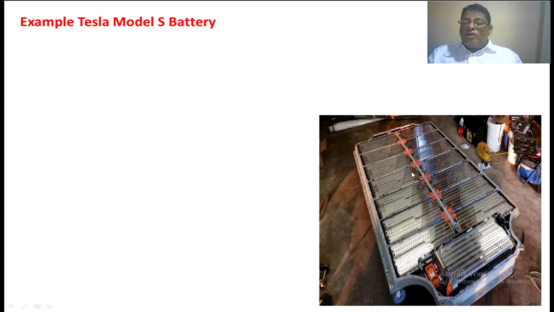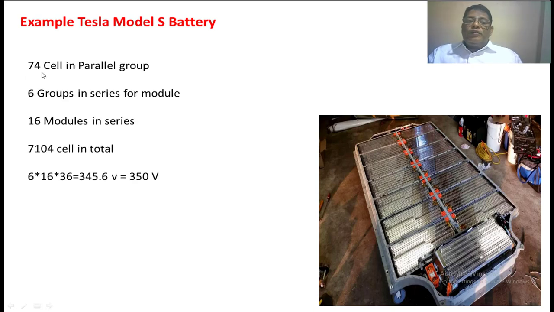This is a Tesla model battery. It consists of 74 cells in a parallel group, 6 groups in series for a module, and 16 modules in series. So in total 7104 cells in the battery pack. How much voltage is it giving? 350 volts it is giving.